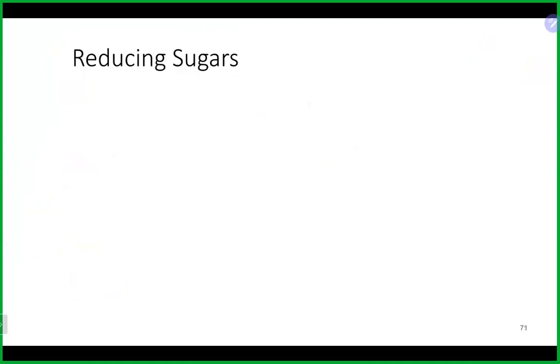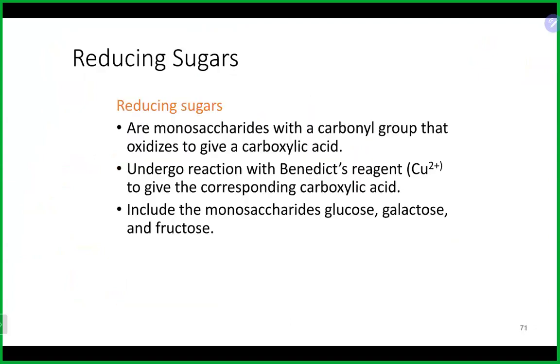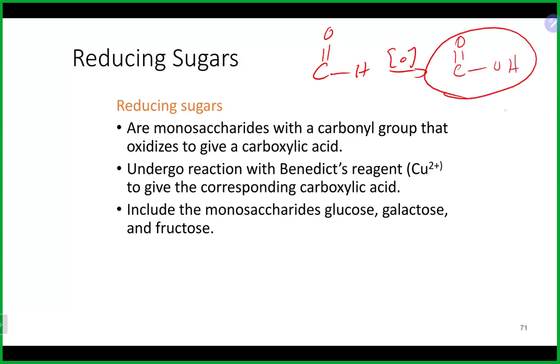All right. Let's talk a little about some properties of monosaccharides. Monosaccharides are reducing sugars. And these are monosaccharides with a carbonyl group that oxidizes to give a carboxylic acid. That would react with Benedict's reagent like you used previously as well. And remember, we used Benedict's reagent on that aldehyde to carboxylic acid oxidation that occurs, right? And again, adding the oxygen in there. It includes pretty much all monosaccharides, glucose, galactose, and fructose.